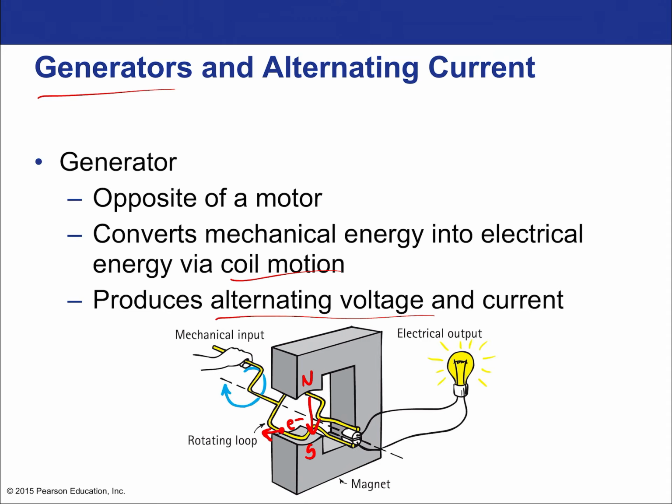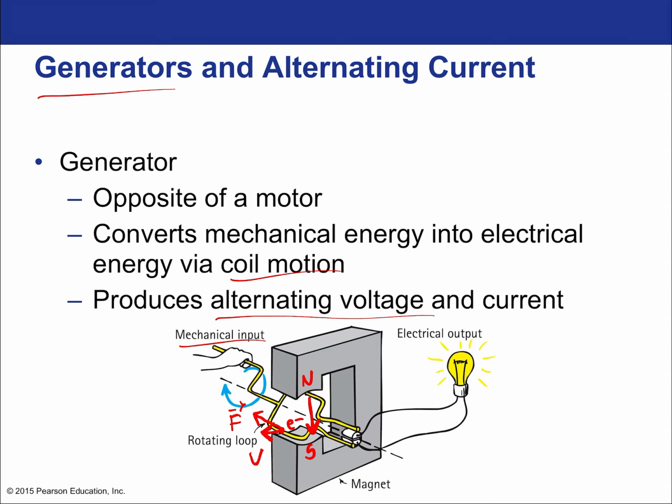Well, when the charge is moving perpendicular to the direction of the magnetic field, then there's going to be a force on that electron. That force is going to be perpendicular to both the velocity of the electron, v, which is this arrow, and the direction of the magnetic field, which is this arrow. So that means that there is a force on the electron that points in this direction. That force on the electron causes the electron to move, causes all the other free electrons in the metal to move, and that's your current. So the current is just the force acting on the charges because the charges aren't at rest, because they're spinning. They're spinning because of the mechanical input.